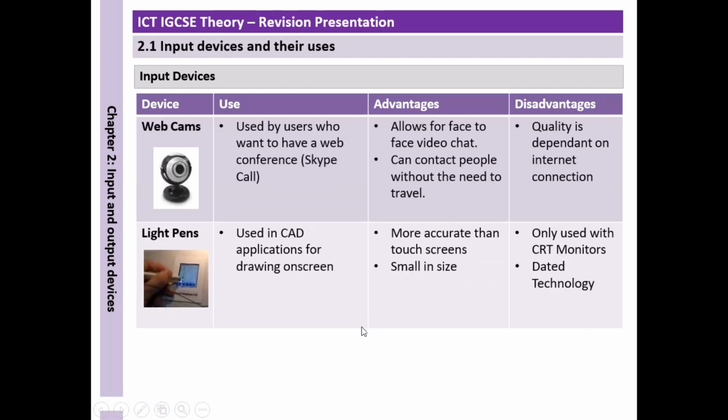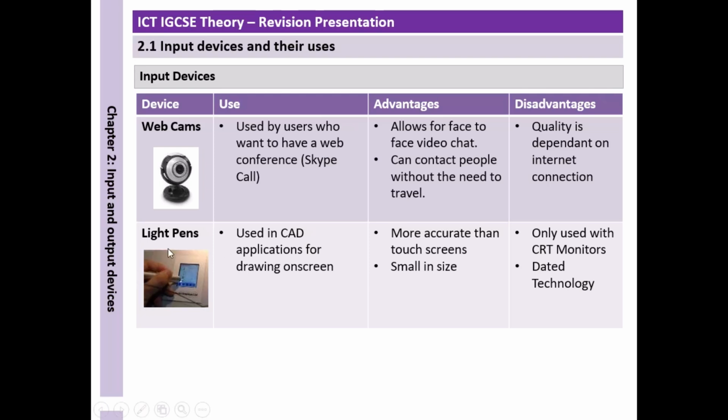Then the next one, we have got the webcam. Most laptops come with web cameras. For a desktop, you can buy an external web camera and connect it. It is used by users who want to have a web conference, like Skype, Google Meet, or Zoom. Advantages: it allows for face-to-face video chat, and you can contact people without the need to travel. So you can convene a meeting with somebody in New York while you're in South Africa using the webcam. Disadvantages: quality is dependent on the internet connection. Sometimes the internet can start buffering if it's not very reliable.